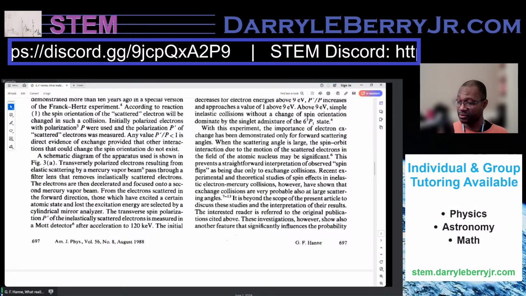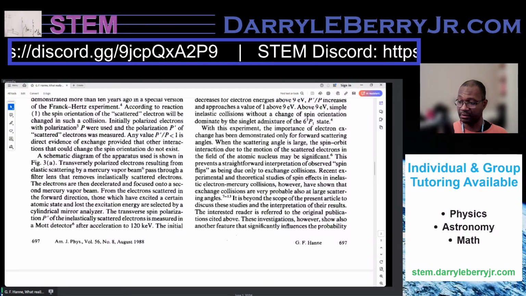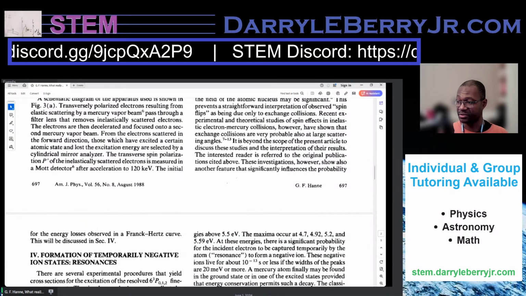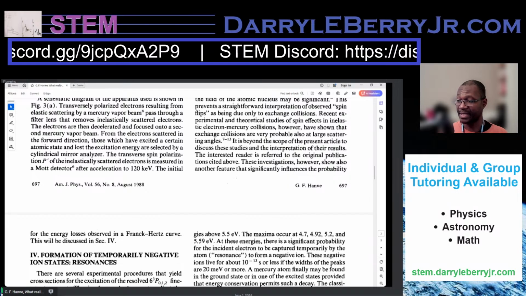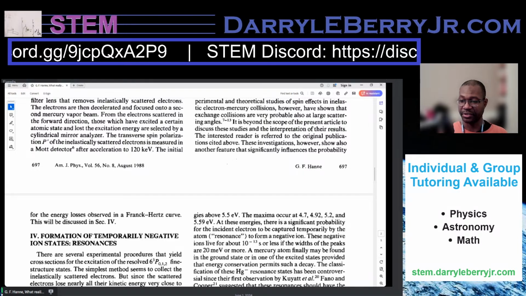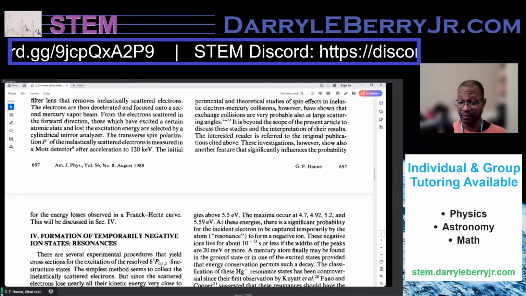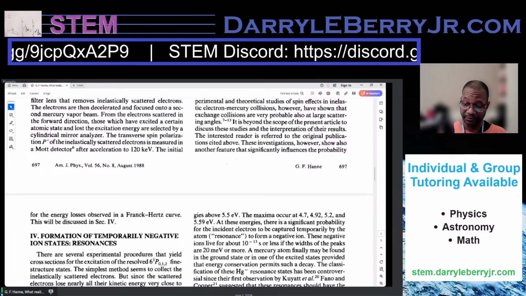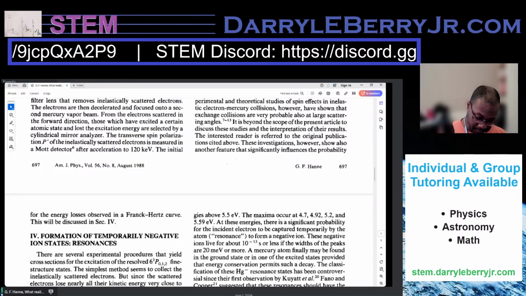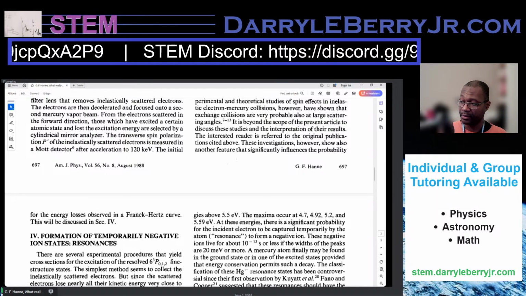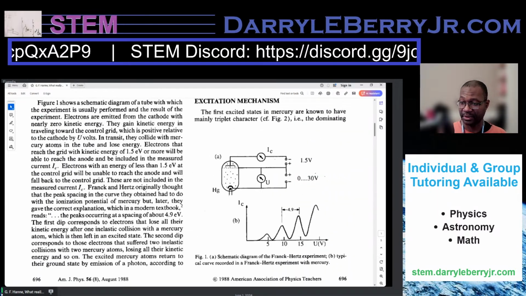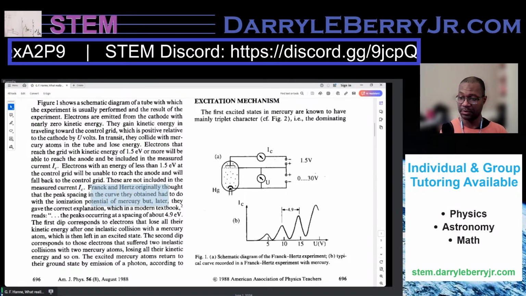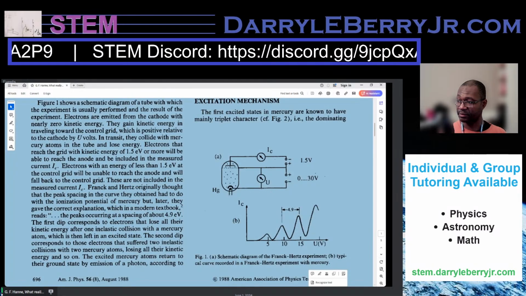It is beyond the scope of the present article to discuss these studies and an interpretation of their results. The interested readers are referred to the original publication cited above. These investigations, however, show also another feature that significantly influences the probability for the energy losses observed in the Frank-Hertz curve. This will be discussed in section 4, which is called formation of temporarily negative ion states, resonances. So I remember Frank-Hertz originally thought it was an ion thing right here. So we'll see how it's related.